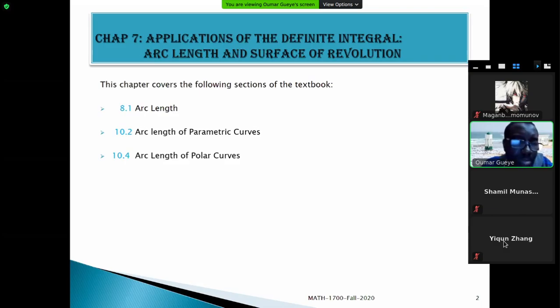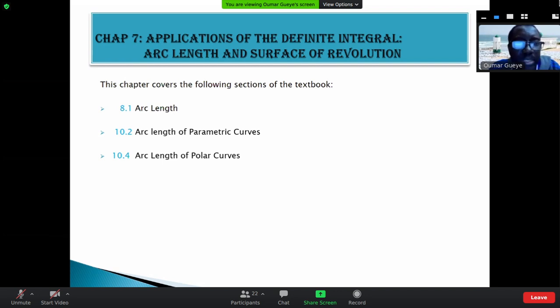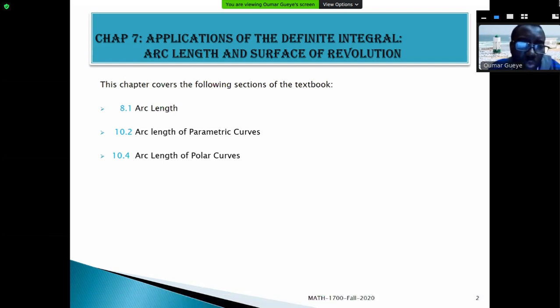So the difference between them is just the type of equation that you have. In the first case, 8.1, we have a function defined in x or in y. In the second section, it's going to be a parametric curve defined in terms of the parameter t that we've seen at the beginning of the semester. And in the third case, we use the polar curve, which is defined in terms of theta. For all of them, we will be interested in calculating the length of one portion of the curve.